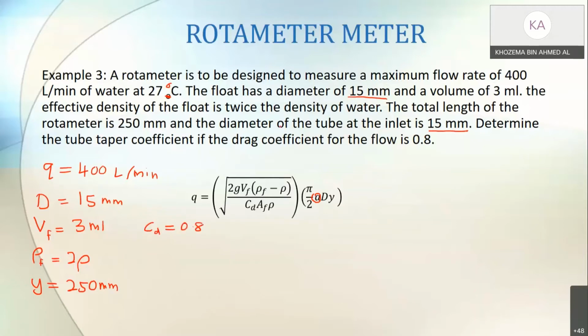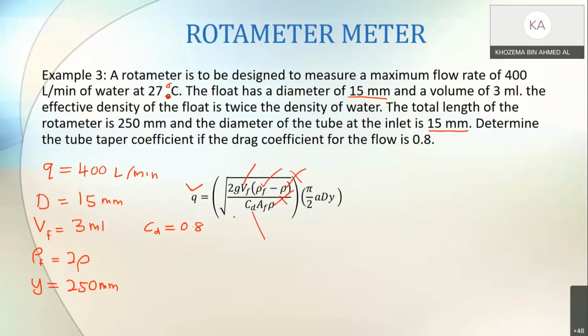So let us go to this equation and see what information we have. We have the information of Q, we know it's 400 liter per minute. Gravitational acceleration, we already know. The volume, VF, we know it's 3 ml. Rho F is known to be 2 rho, so we can say this is known. This is not known, this is not known, this we don't know.